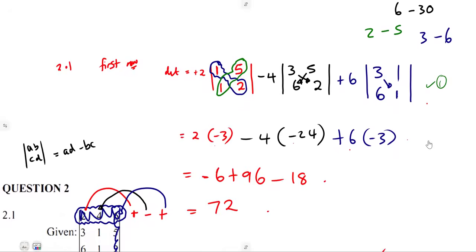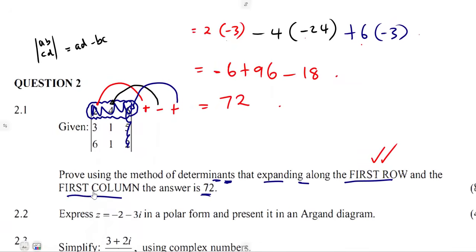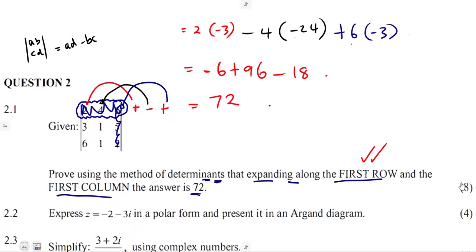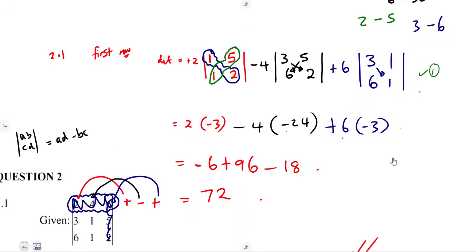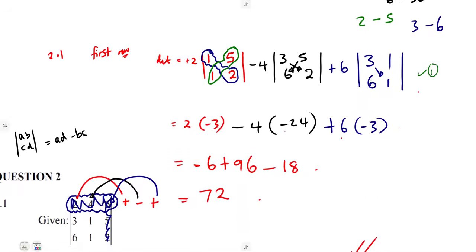Remember, why am I saying 4? You're supposed to expand the other one as well. So I divided the 8 by 2, because there are two things to be done using the same concept. Each must carry 4 marks. Okay, so that is it. We've got 72, so we managed to prove by expanding the first row.